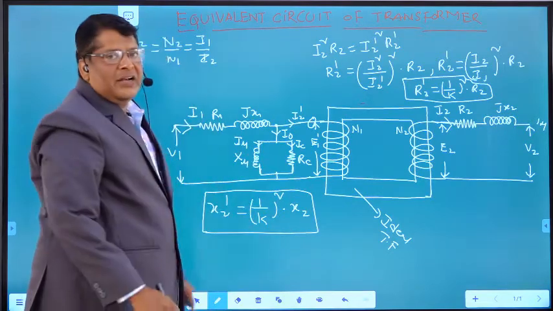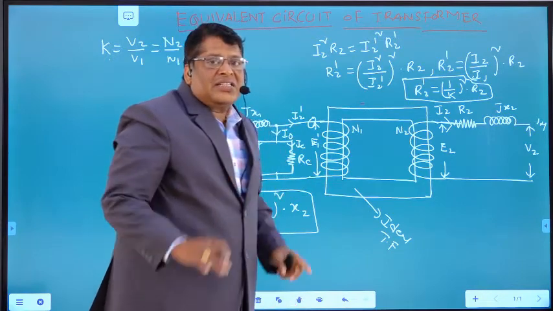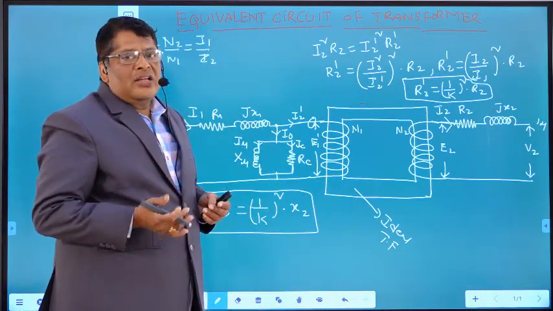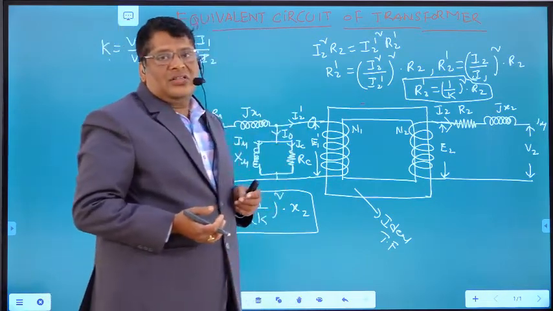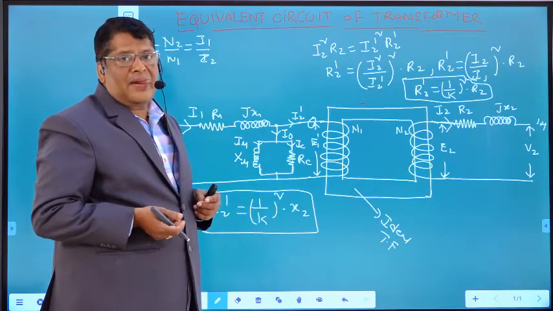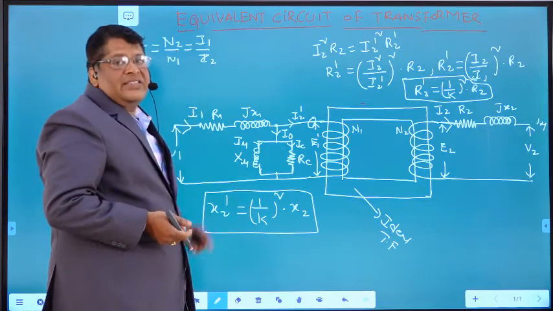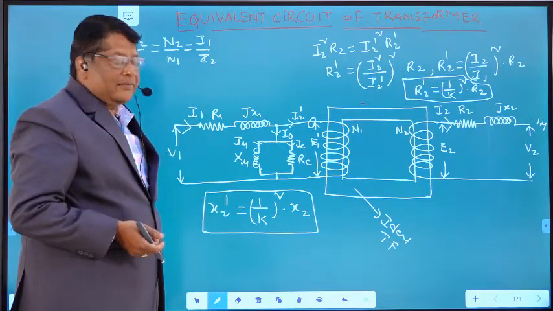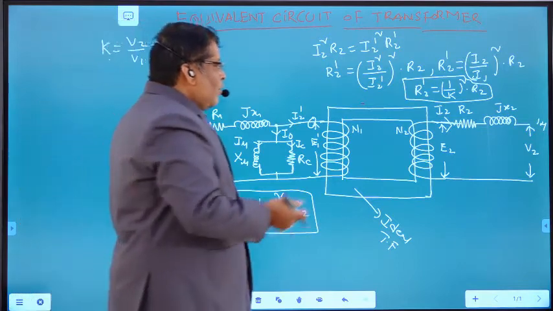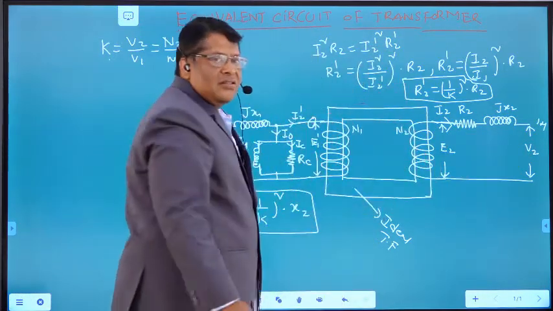In this manner, the resistance and reactance are directly proportional to the square of the number of turns. That's why in the denominator here we are getting 1 by k square. Now we are transferring V2 to the primary side as well.